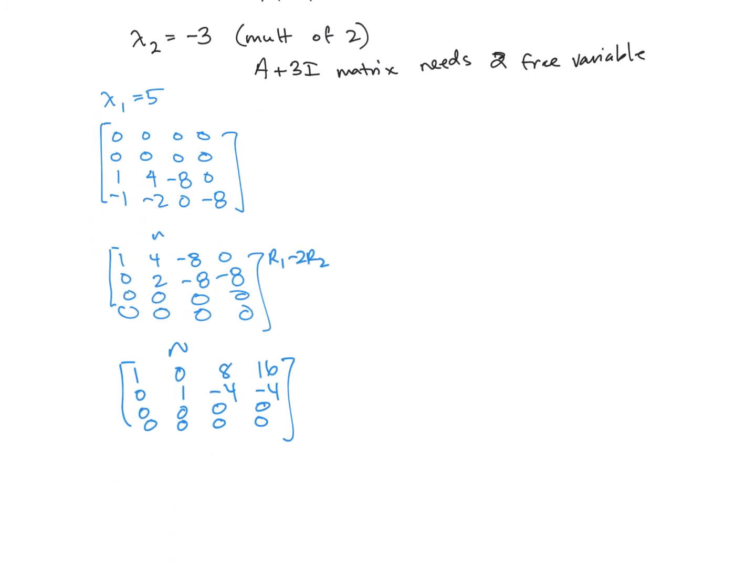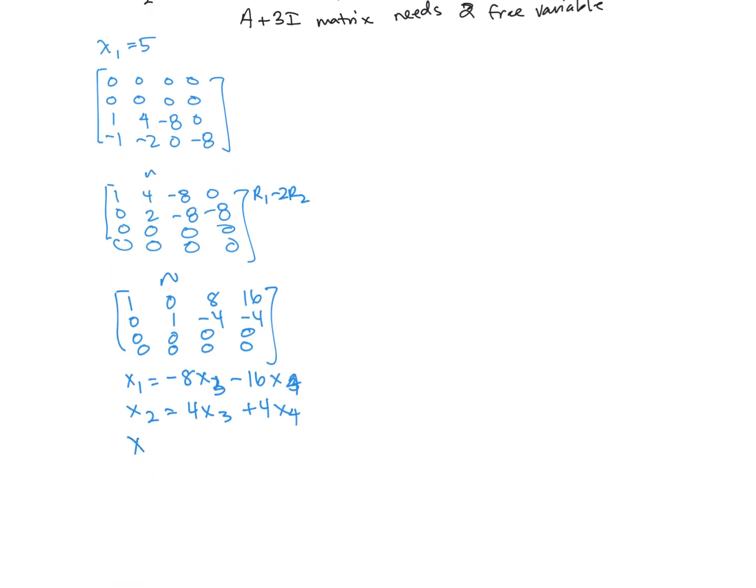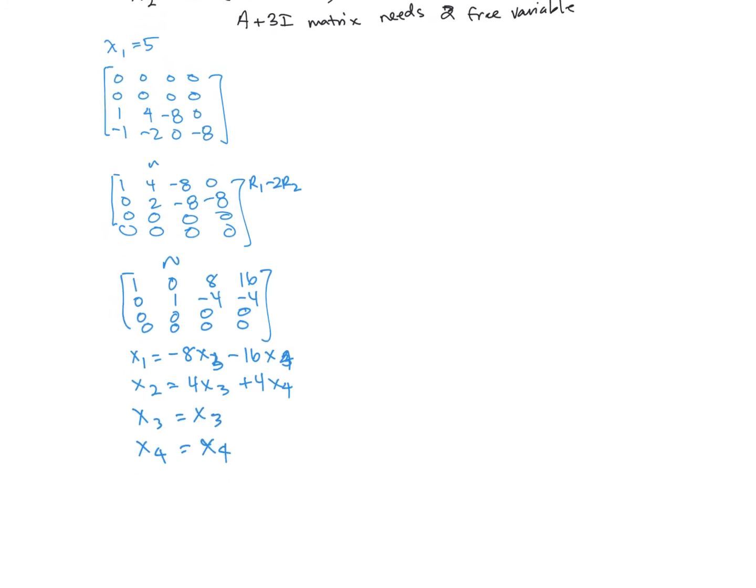All right. Last but not least, are we good? We're good. We're good, right? So x2 and x3 are our pivots, or our free variables. So x1 is negative 8x2 minus 16x3, 3 and 4. And x2 is 4x3 plus 4x4, and then the last two are, so x3 is x3 and x4 is x4. All right, so this is looking good.